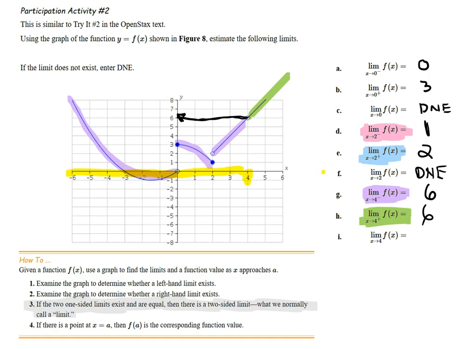So that does apply to this part down here. If the two-sided limits exist and they are equal, then there is a two-sided limit, and if there is a point x equals a, then f of a is the corresponding value, and that is it. They're equal, so it's 6. That's our answer.